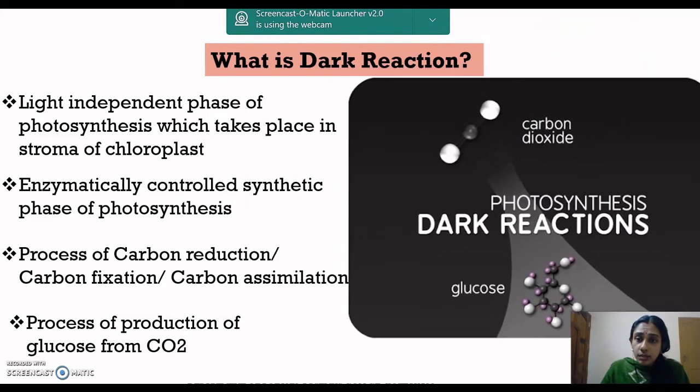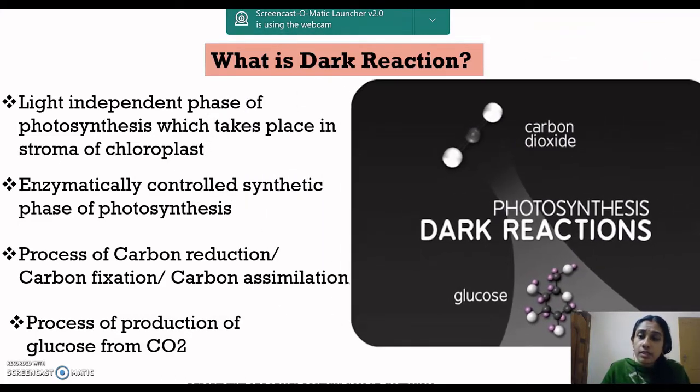Here from this picture it is clear, this is the simple carbon dioxide. It is a simple inorganic molecule which is getting converted to glucose. Here the simple inorganic molecule carbon dioxide is transforming to an organic molecule glucose, which is somewhat complex, through the process of dark reaction. Okay.